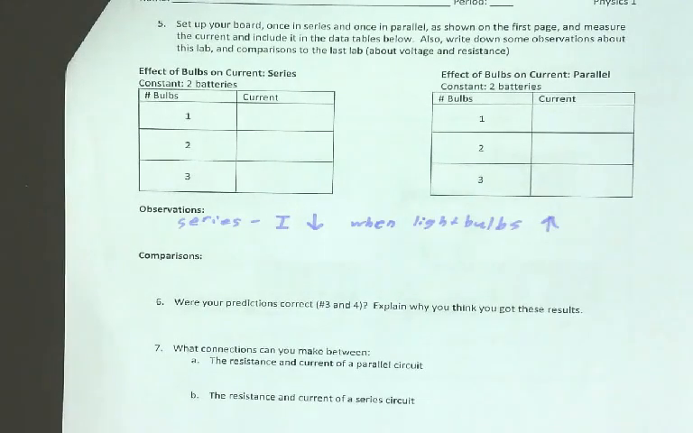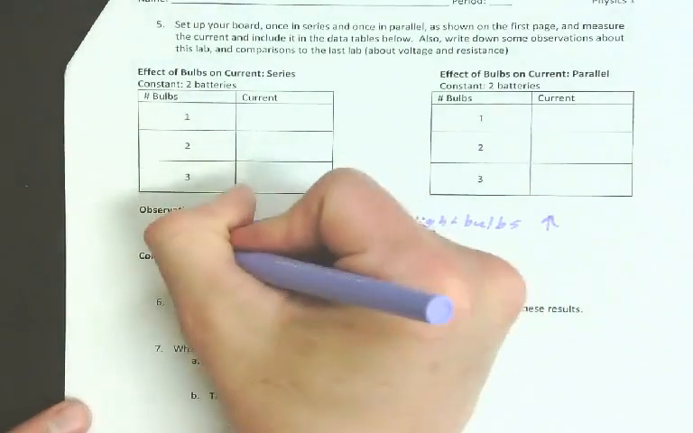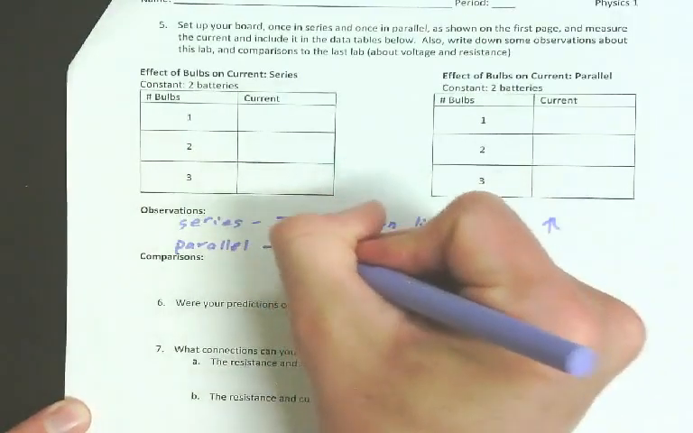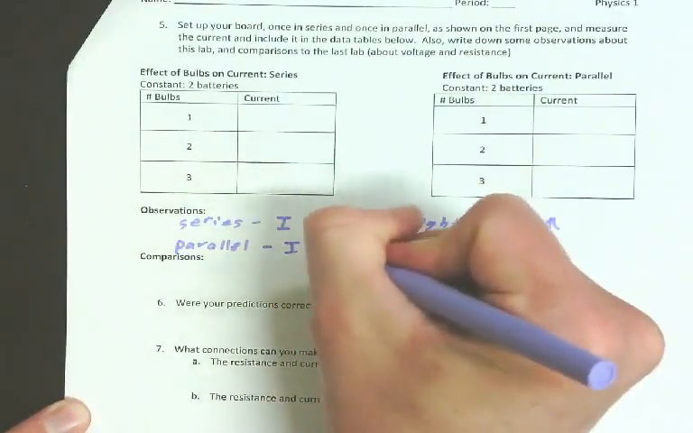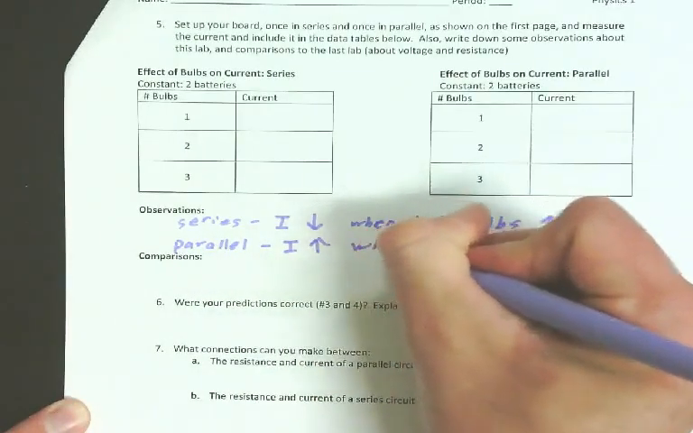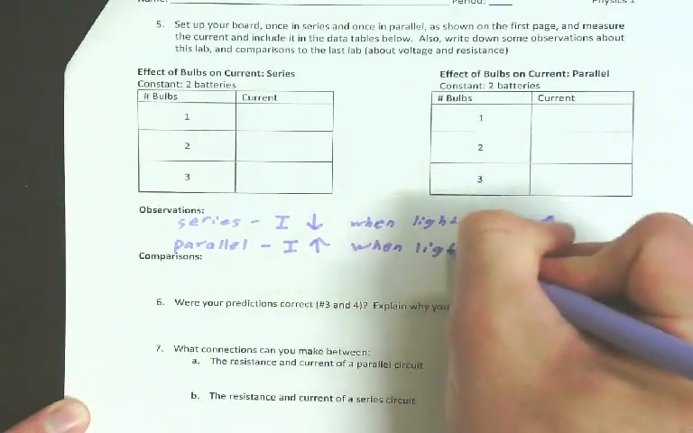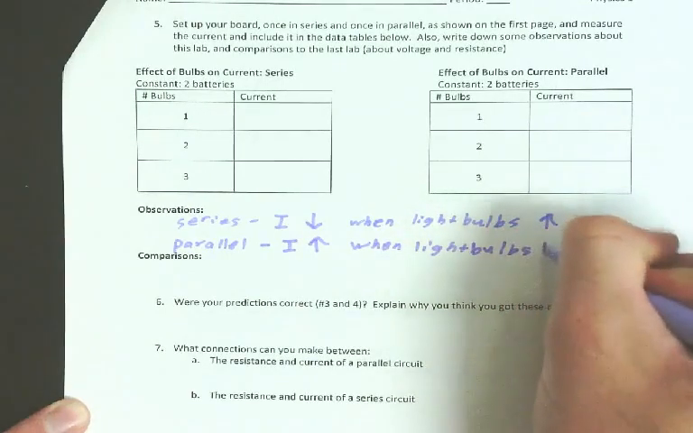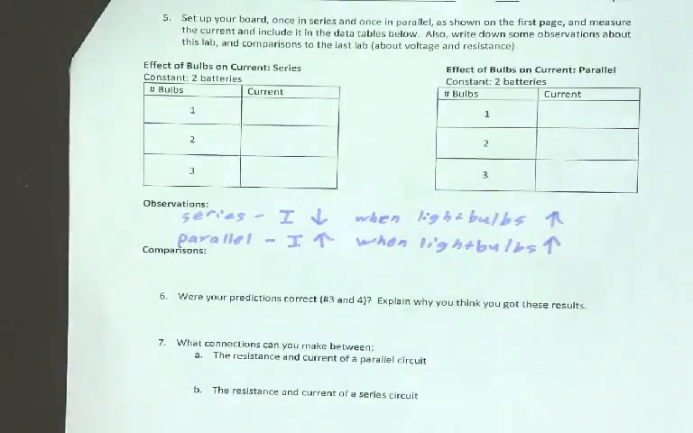Lucy, what did you find for parallel circuits? As you added light bulbs, what happened to the current in that table? The current went up. Yes. So in parallel, I goes up when light bulbs go up. Okay, so they behave differently.